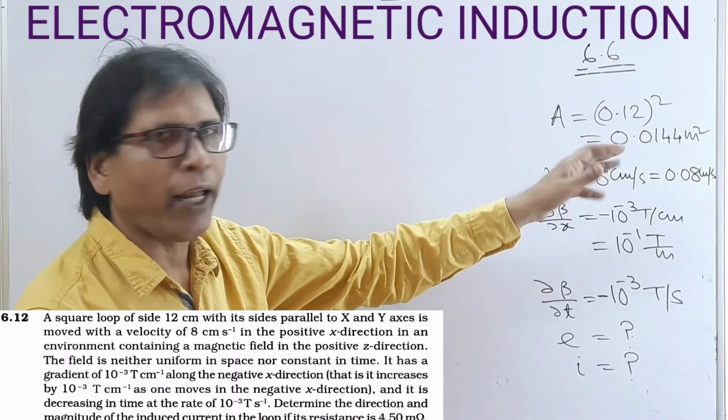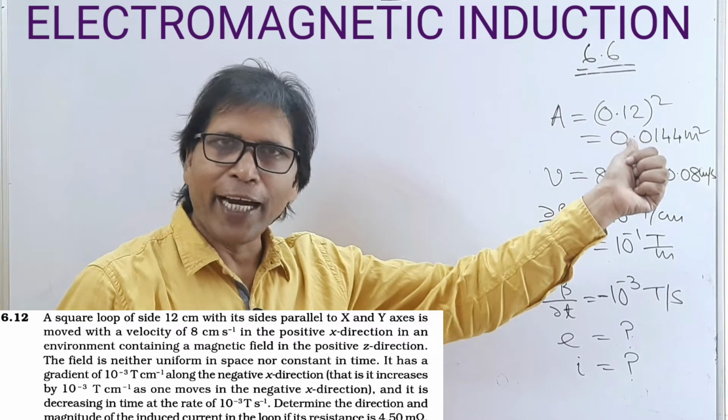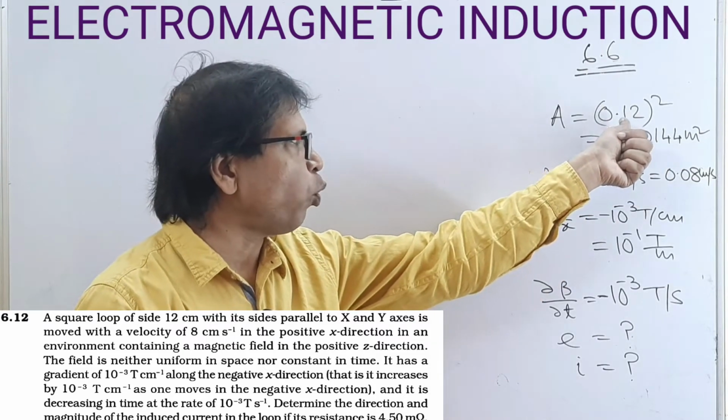Now NCERT 6.6. The area of a coil is side squared, that is 0.12 squared.